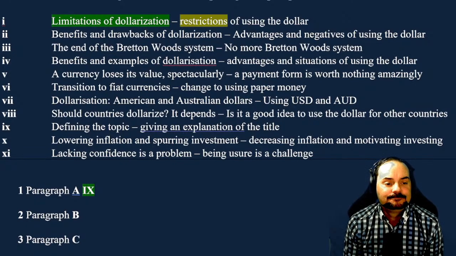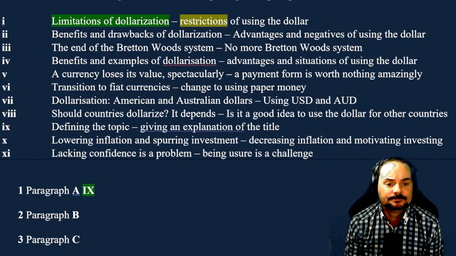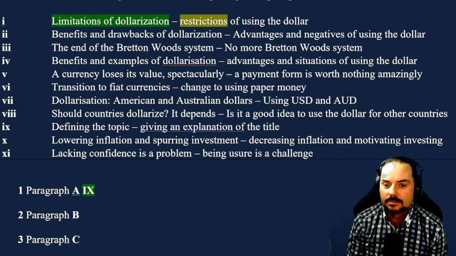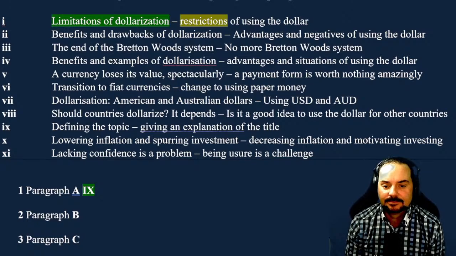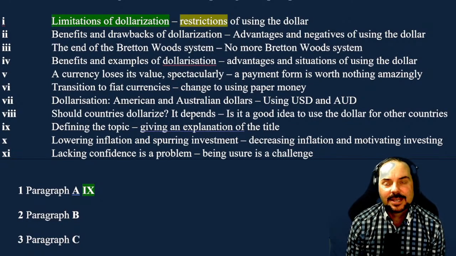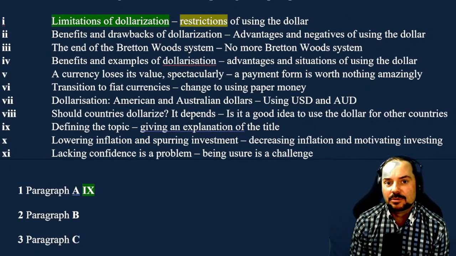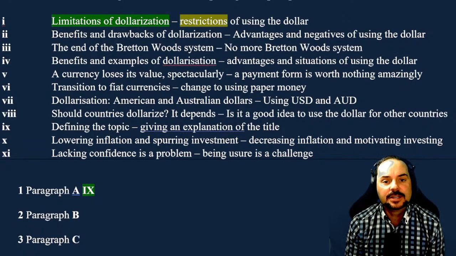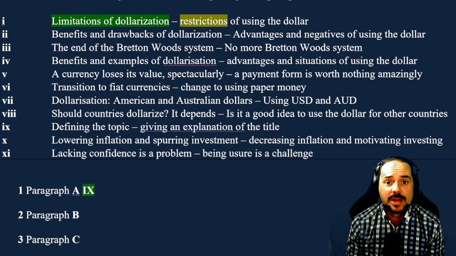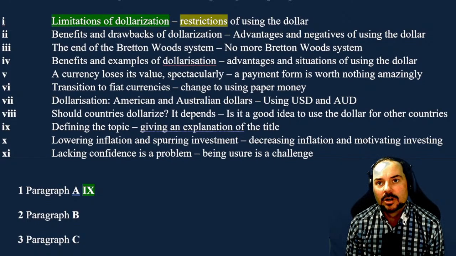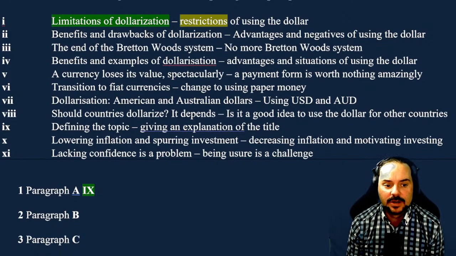So I was thinking about a currency losing its value spectacularly. Does this paragraph talk about losing value? Remember, one of the most common mistakes that candidates make is, for some strange reason, choosing answers that don't actually match their own answer. I have a few theories around it, but I'm not going to get into it. It's partly because I think students lack confidence in their answers.